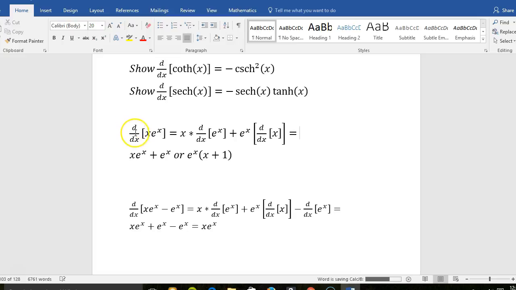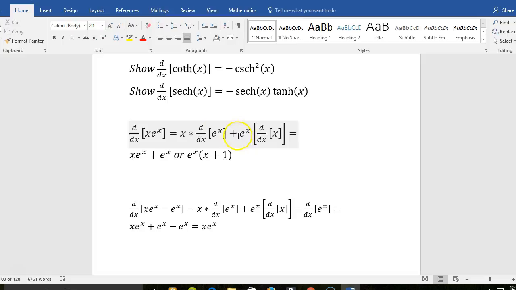Let's look at this example here where my cursor is. d by dx of x e to the x. Remember, by the product rule, you do x times the derivative of e to the x, and then plus e to the x times the derivative of x. We left the first guy alone and differentiated the second guy, and then plus the other one where we leave the second guy alone and differentiate the first guy.